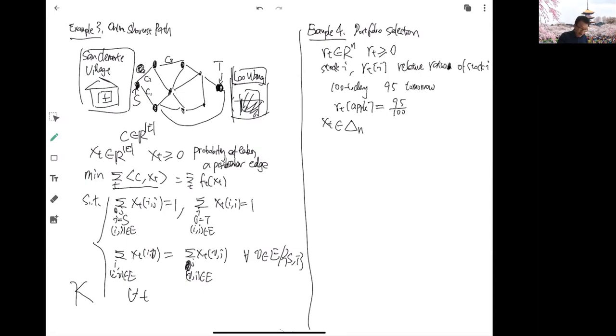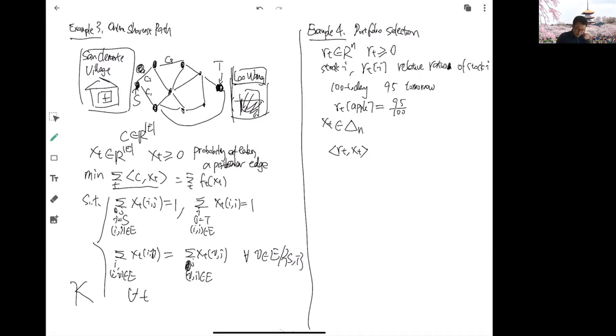Okay, and now how do we measure the return? So suppose you have a unit 1 at every day. After you hold it for a day, based on the relative ratio, what you end up getting is actually just a linear function of RT and XT. The inner product of RT and XT measures the relative amount of money that you have after trading for 1 day.